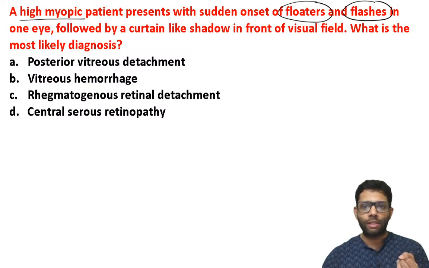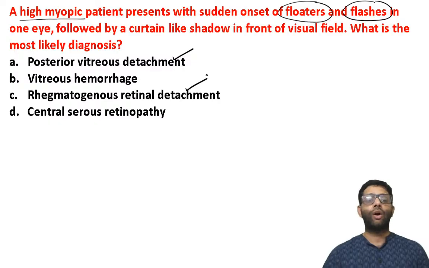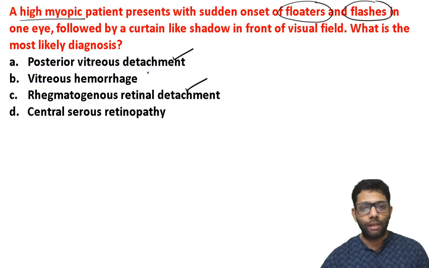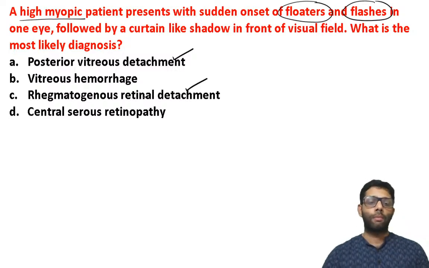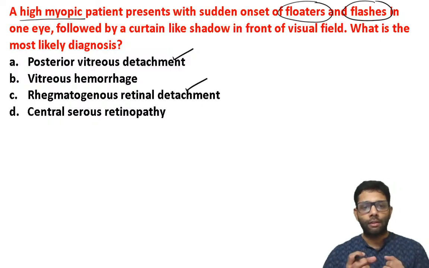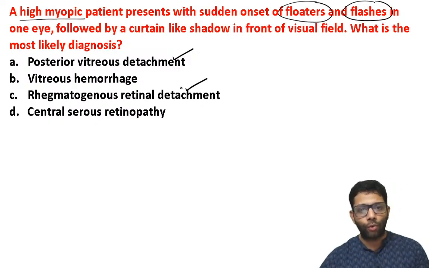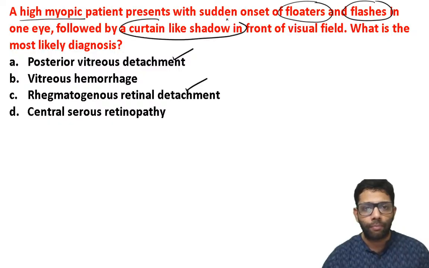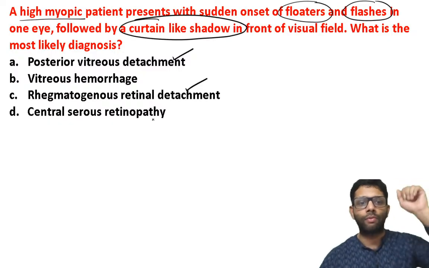Like in rhegmatogenous retinal detachment, flashes can be seen in posterior vitreous detachment, rhegmatogenous retinal detachment, and ocular migraine. So here PVD and rhegmatogenous retinal detachment both have flashes. Both can have floaters also, because in rhegmatogenous retinal detachment, the retinal pigment cells can come into the vitreous cavity, leading to Schaffer sign. In posterior vitreous detachment, there is vitreous debris. So both can lead to floaters and flashes, but see, this is the keyword: a curtain-like visual field defect.